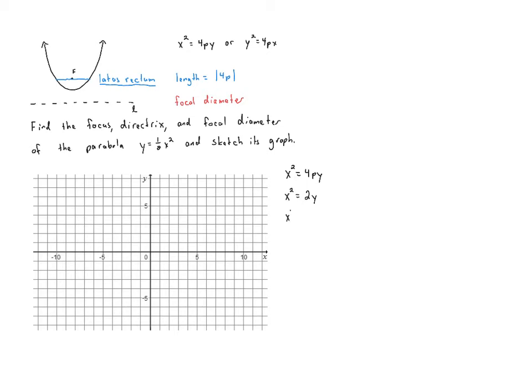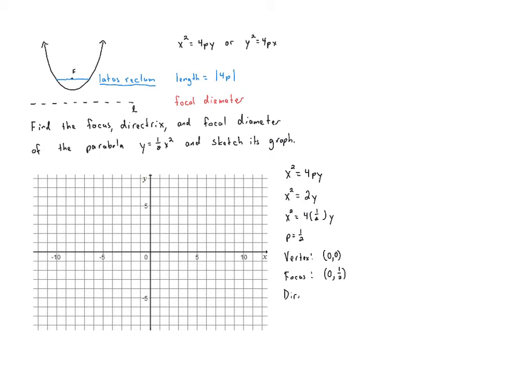Now we want to be able to write this in the form 4 times something times y, so that we can figure out what the coordinates are for the focus. And we know that 2 is 4 times 1/2. So in this case, the value of p is 1/2. So this tells us, of course we know the vertex is going to be 0, 0. But then the focus is going to be at the point 0, 1/2.